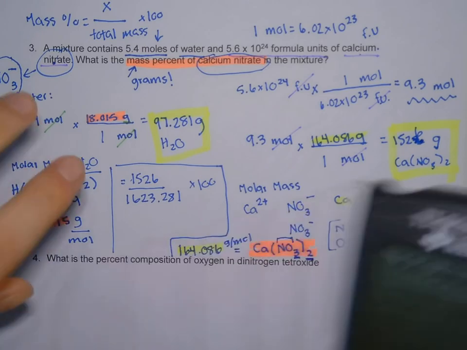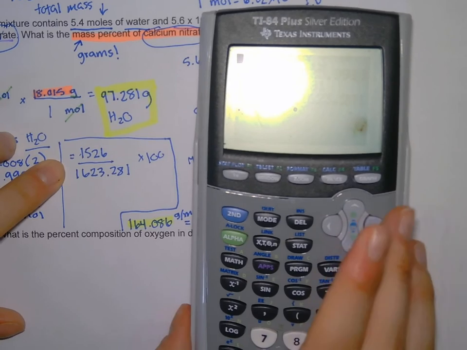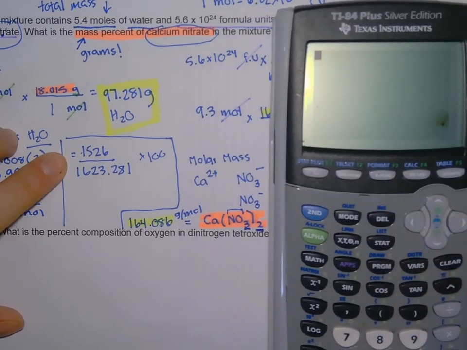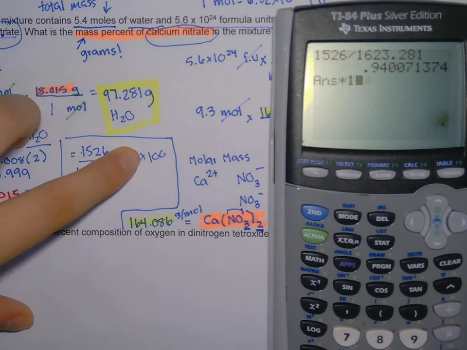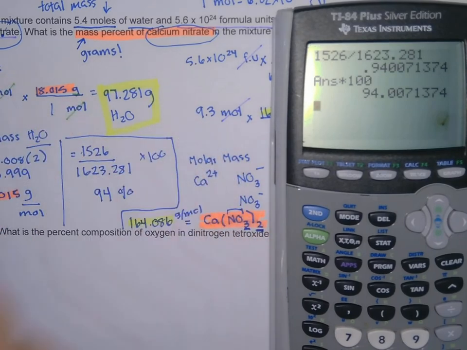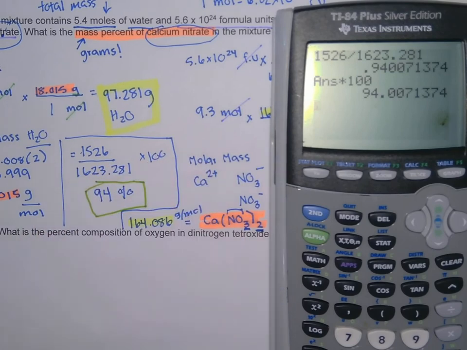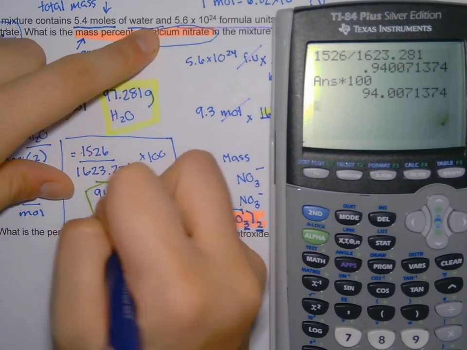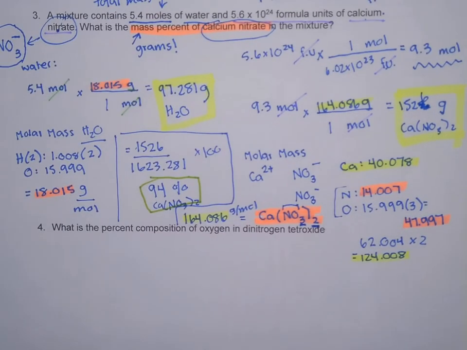So let me pull out my calculator again. I attached a resource for an online calculator if you guys don't have one of these calculators. So 1526 divided by 1623.281 times 100. And there we go. This is my final answer. After all these years, I finally arrived. There's 94% composition of calcium nitrate. And boom, that's how you do this problem. Isn't that beautiful?